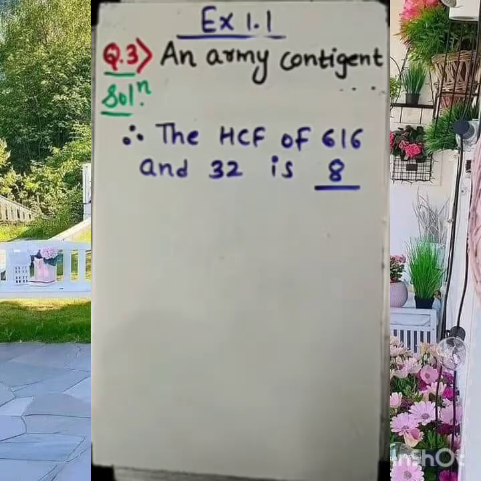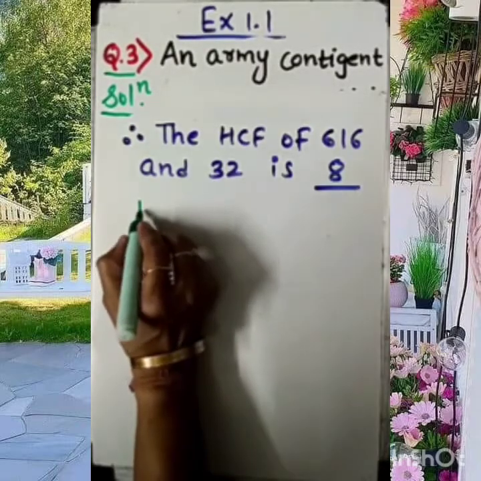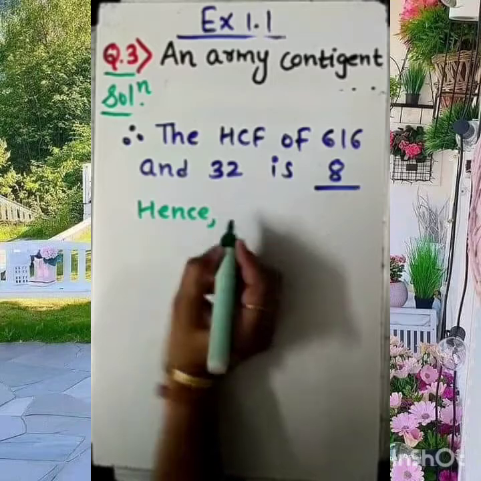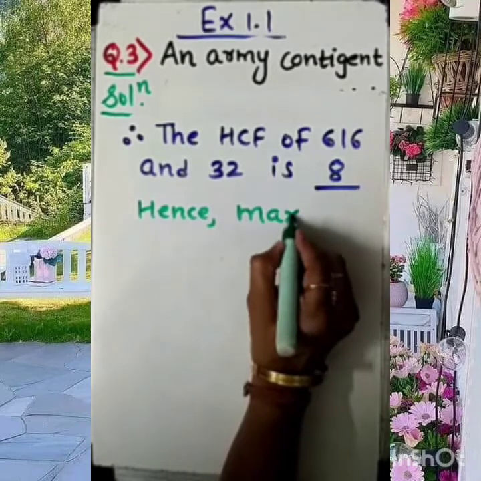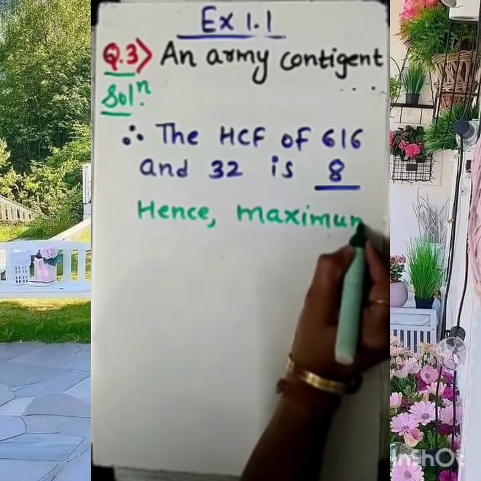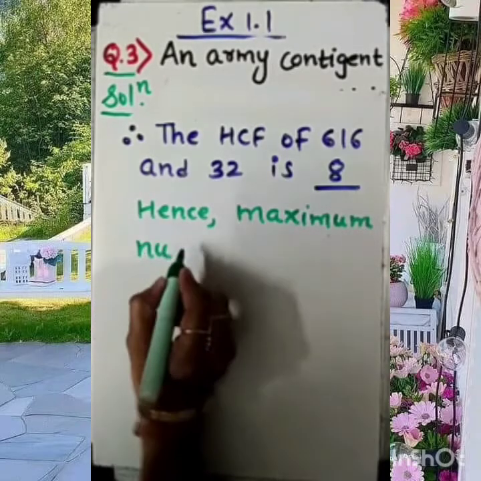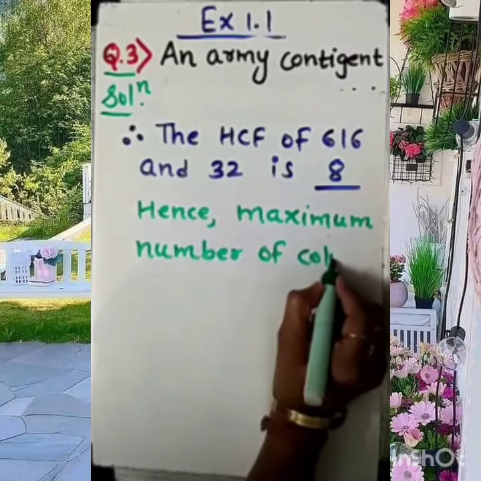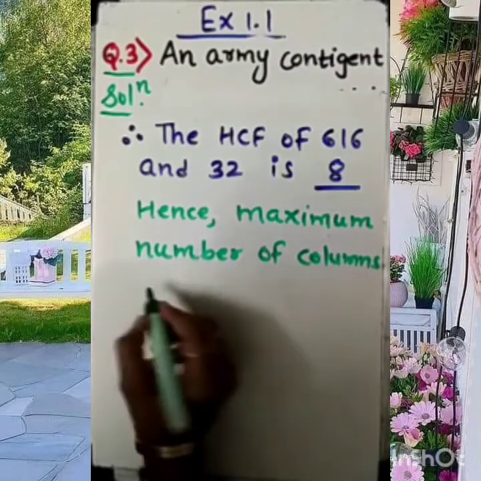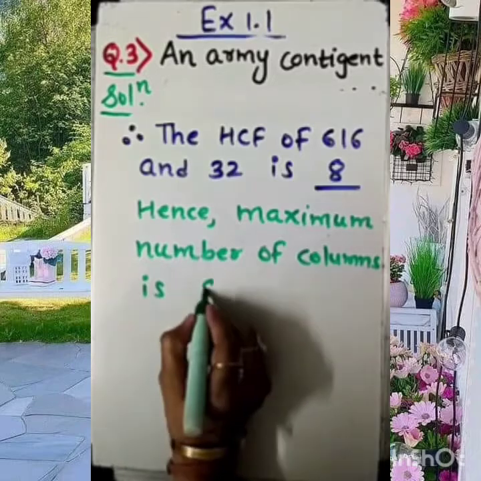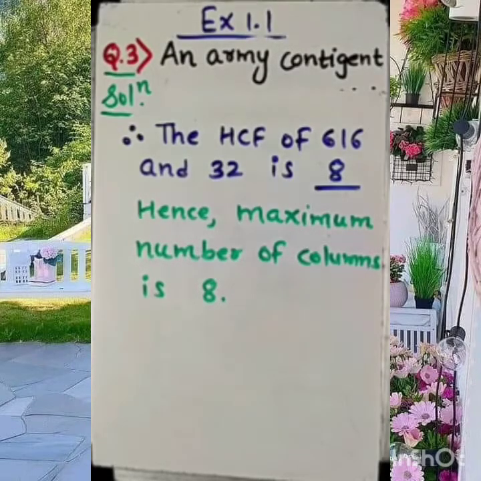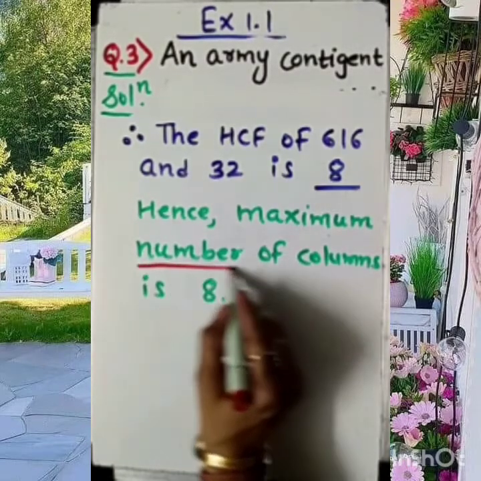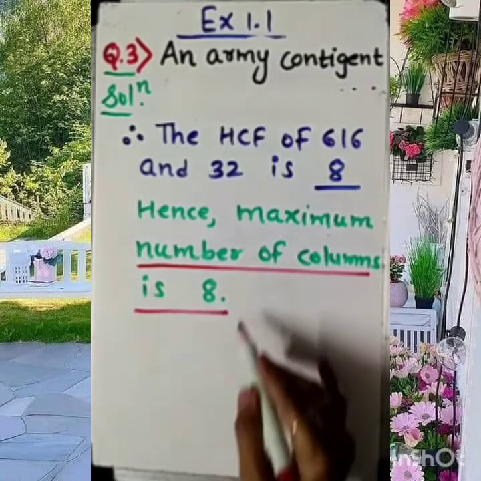So the final answer we need to say, hence the maximum number of columns is 8. So the maximum number of columns, that is 8. This is the required result because we want to find the number of columns, so that is 8.